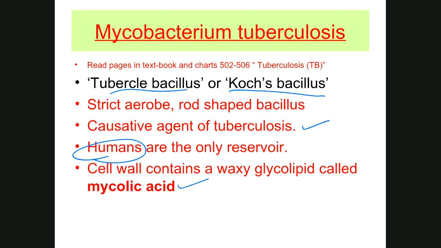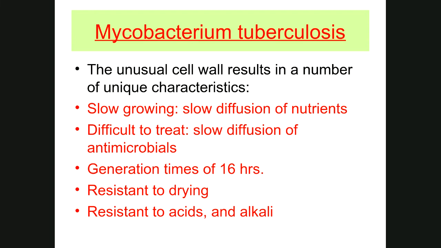So because it's acid-fast, it's going to be a slow grower. Nutrients diffuse very slowly. That also means that it's going to be resistant to chemicals because the chemicals will diffuse into the cell slowly. The organism grows very slowly. It is resistant to drying. Generation time is long. It's about 16 hours when most organisms have a generation time of 20 minutes.